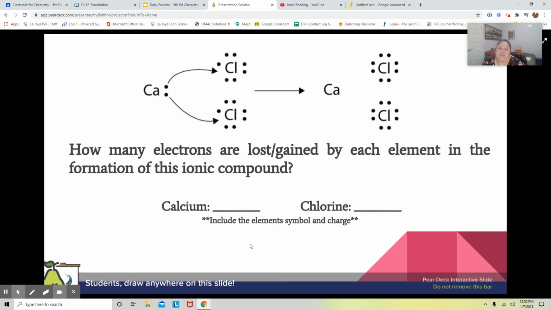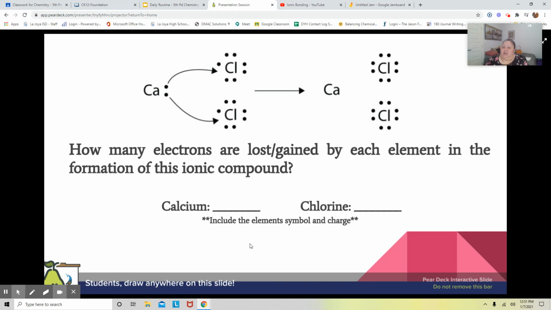This is your last Pear Deck question before we close out our lecture. It says here, how many electrons are lost and gained by each element in the formation of this ionic compound? And you guys were really good at this yesterday, so I'm hoping that you can pick up on this today again. It's also asking you to include the element symbol and the charge. So let's analyze this picture.